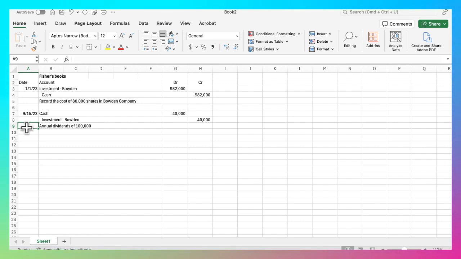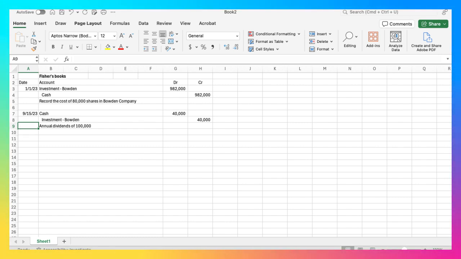Like I was saying, because of that close relationship, what we need to show is that, yes, we got cash, but because we have significant control over this company and they declared a dividend, we need to decrease the carrying value of this investment because they paid a dividend.